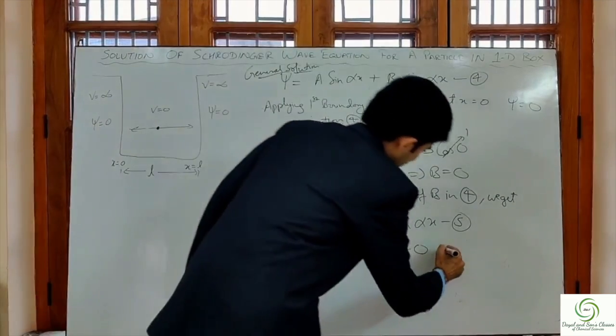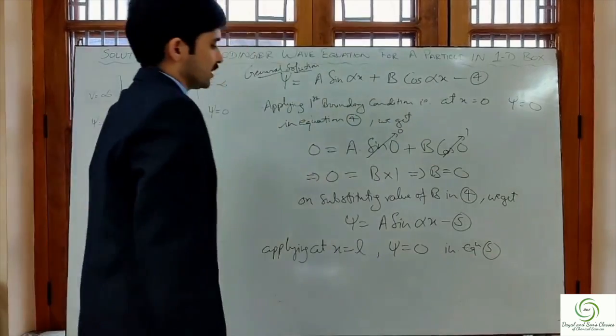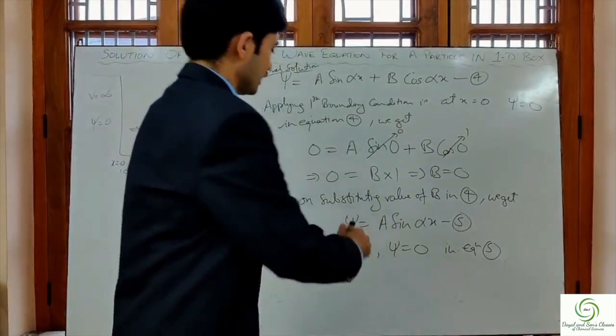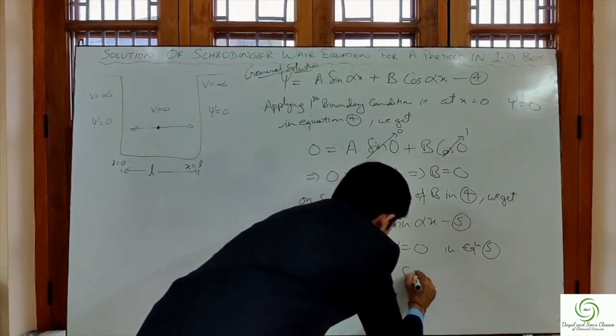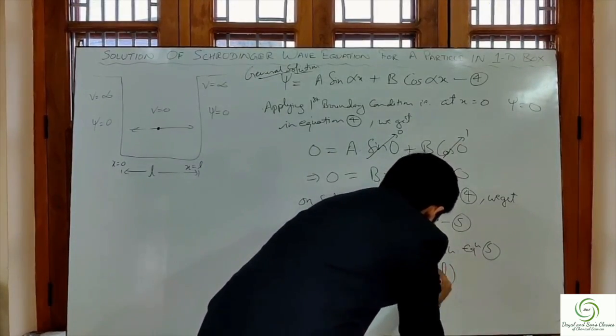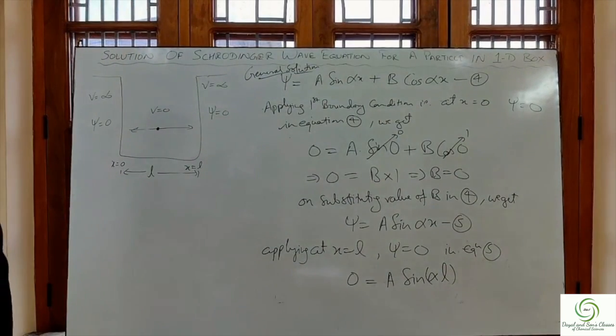In equation number 5, what do we get? We get 0 is equal to A sine alpha L, right? What will we get? A sine alpha L.